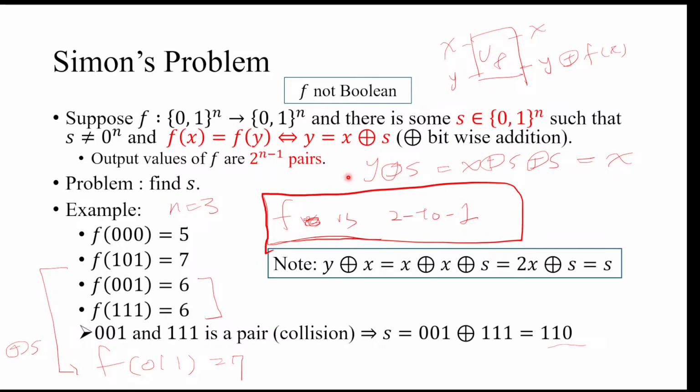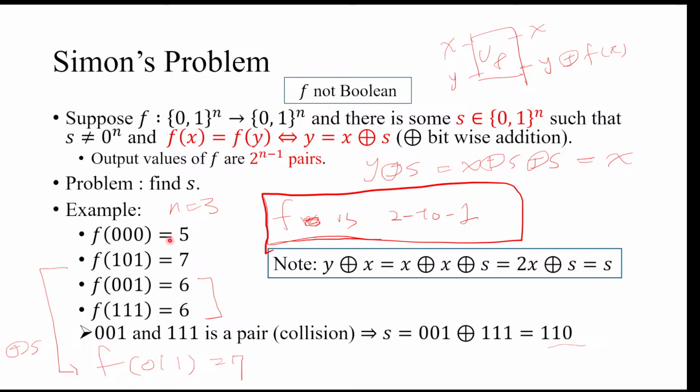Make sure we understand this setup. This f has 2 to the n-1 pairs, and just like before, our problem now is to find this secret string s. Here we have an example where we want to find this s, for n equal to 3.